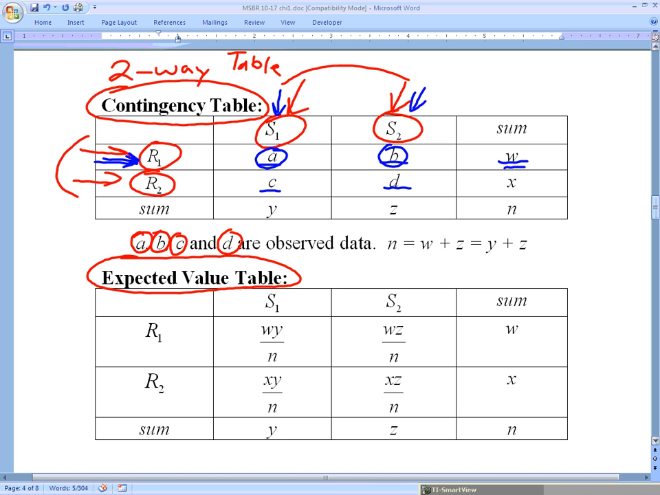Then I can take the total of these folks here, and that would add up to be X. And then if I add up W and X, I get N. If I add up B and D, I get Z. If I add up A and C, I get Y. And if I do Y plus Z, again, I should end up with N. If you go back to any of your old probability worksheets, you've seen tables like that.